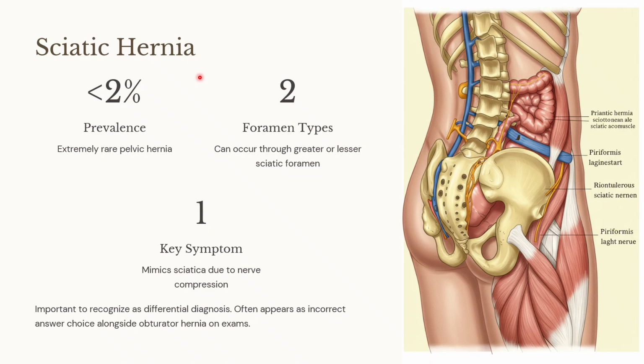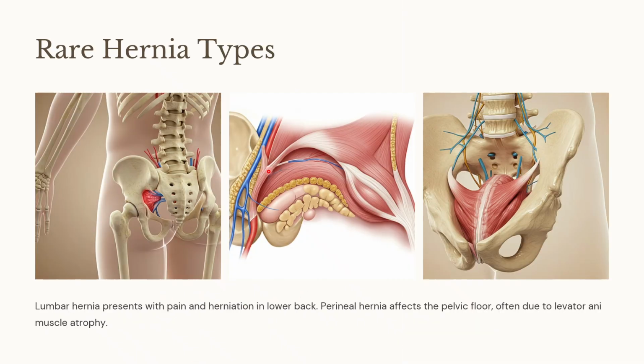What about a sciatic hernia? A sciatic hernia is when the hernia occurs through the greater or the lesser sciatic foramen. It mimics sciatica due to nerve compression. There are some other rare hernia types like lumbar hernia, which can happen in the lumbar region with pain and herniation in the lower back. A perineal hernia can happen because of pelvic floor muscle weakening or levator muscle atrophy.